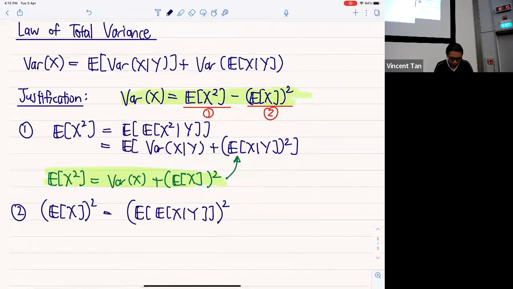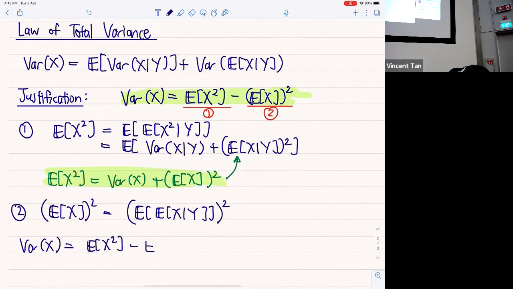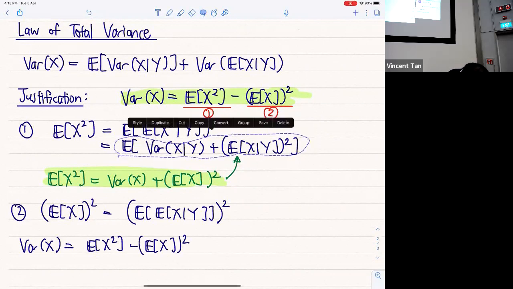Okay, so now we have expressed everything in a very nice way. So now what remains is to put everything together. So variance of x is equal to the second moment minus the first moment quantity squared. All right, and now we are basically going to copy what we painstakingly derived here.